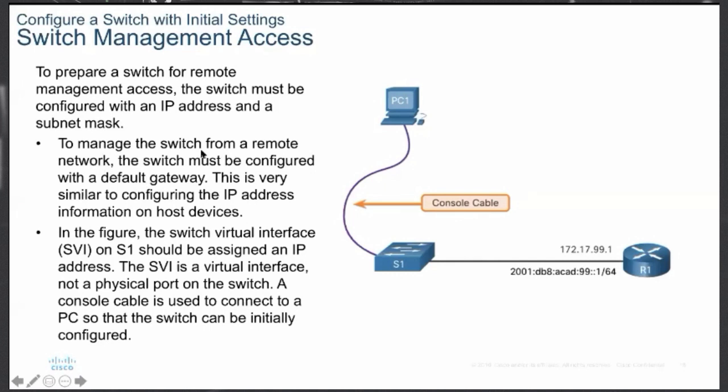Let's read over what is written. To manage the switch from a remote network, the switch must be configured with a default gateway. Yes, we need to configure the default gateway. We need to provide an IP address as well as a subnet mask. It is a virtual interface. It's not a physical port on a switch. It could be accessed using the PC console cable to do the initial configuration, or if you want to manage or configure the network remotely, you need to have this IP address, subnet mask, and default gateway assigned to this virtual interface so that you can access it remotely.